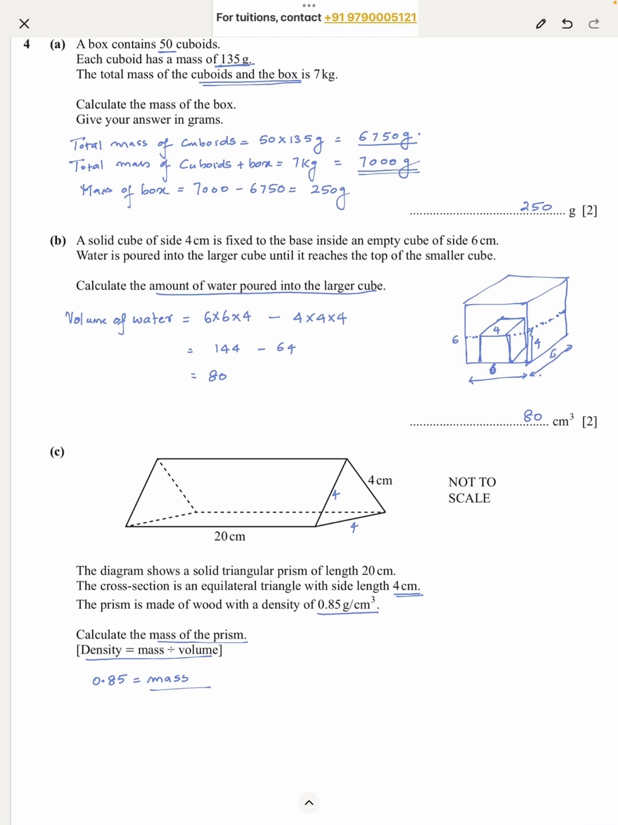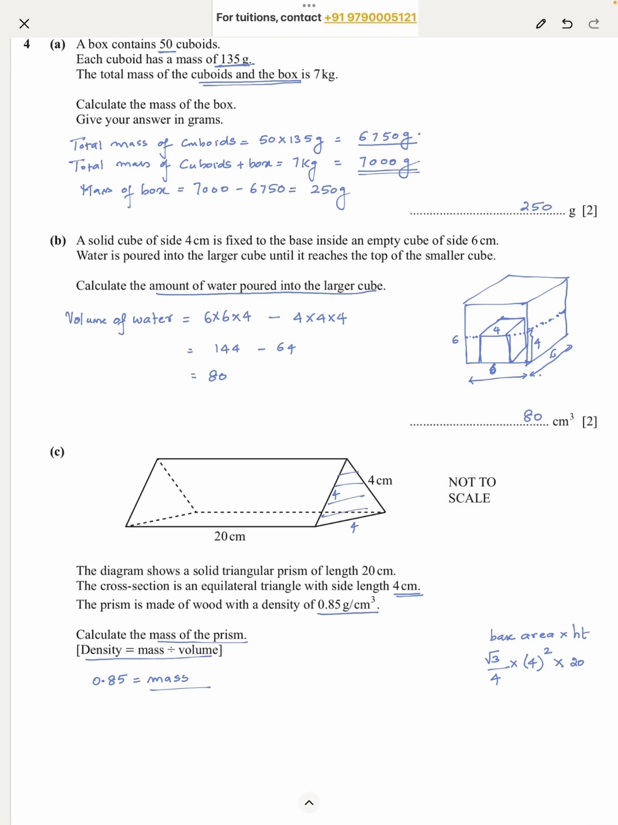Volume for a prism is base area into the height. Base is this triangle. The triangle is an equilateral triangle. So I would prefer to go in for this formula, root 3 by 4 a square, which is 4 square, into height of the prism is 20 centimeter.